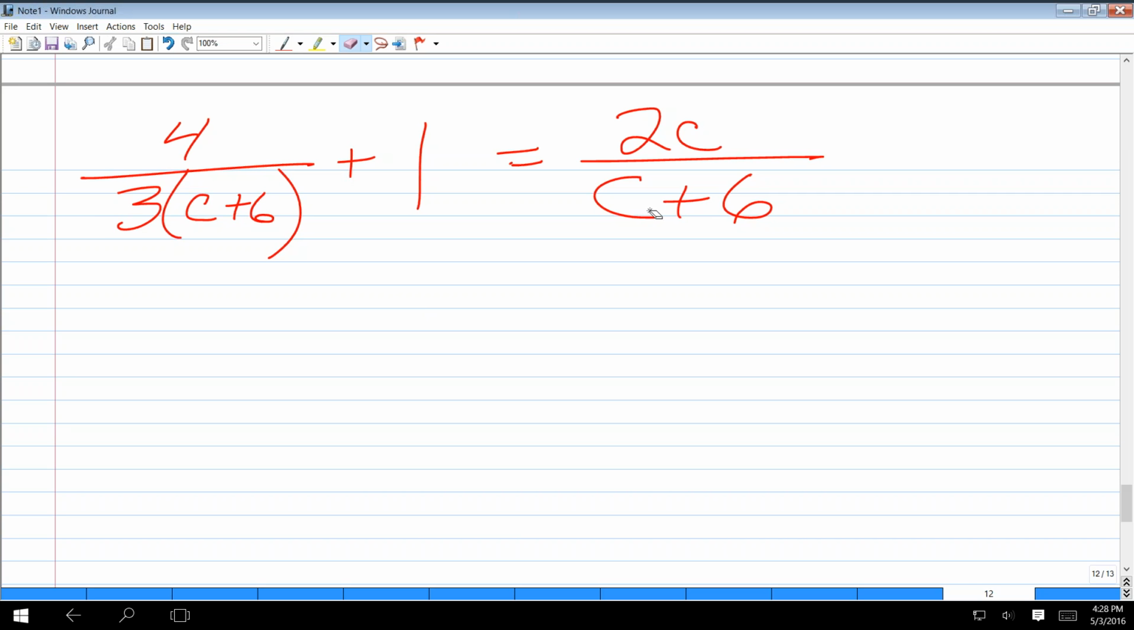Notice that c plus 6 is not divisible by this. I could get away with it. I can multiply everything by c plus 6, but I'm still going to be left with a denominator of 3 right there. And if my goal is to completely get rid of all denominators, then let's multiply it by 3 times c plus 6. That will get rid of this entire denominator, and it'll get rid of that denominator, leaving me with 3 times the 2c. So it doesn't have to be the least denominator.